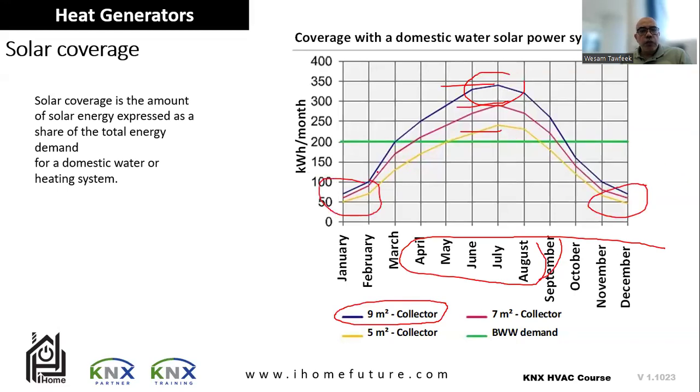Solar energy systems are more complicated, but you need to understand that here they are affected by the type of collector and its area, and also affected by the time or the month of the year.